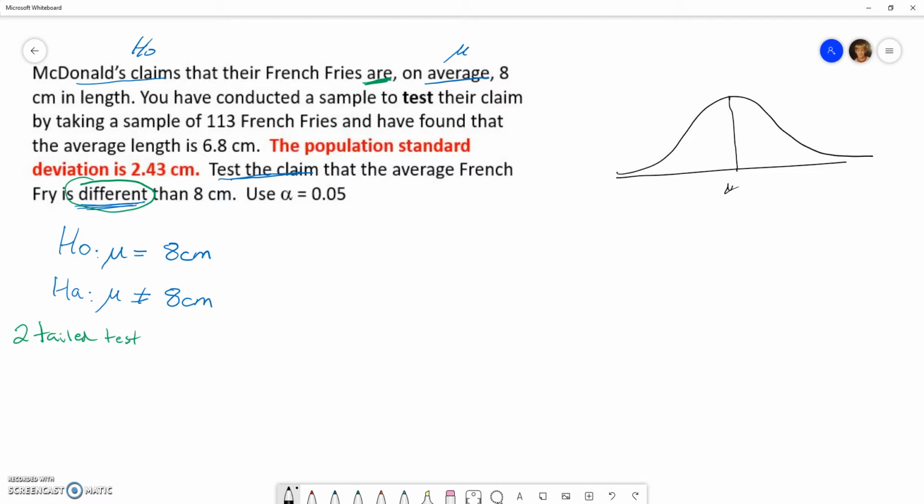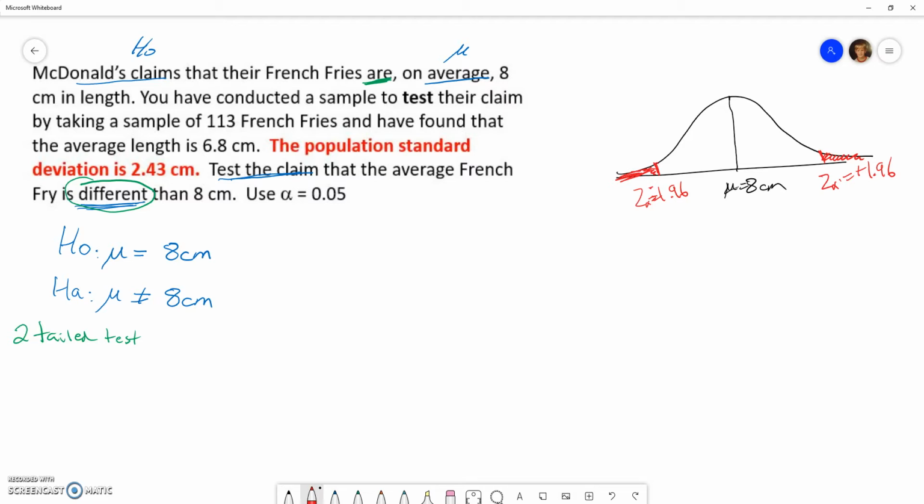McDonald's claims that the average is 8 centimeters. It's a two-tailed test, so McDonald's is going to be wrong if our sample average is somewhere up here or somewhere down in this region over here. This region has a critical value of plus 1.96, and down here the critical value is negative 1.96. So that's why it's a threshold value or a critical value.